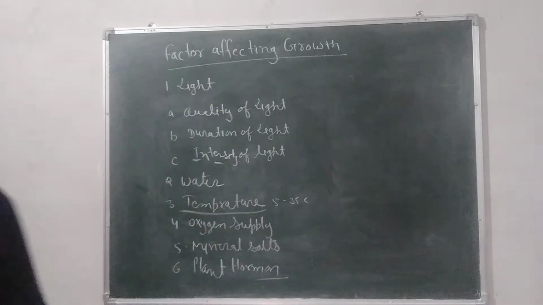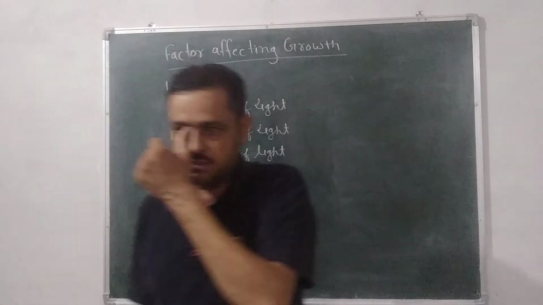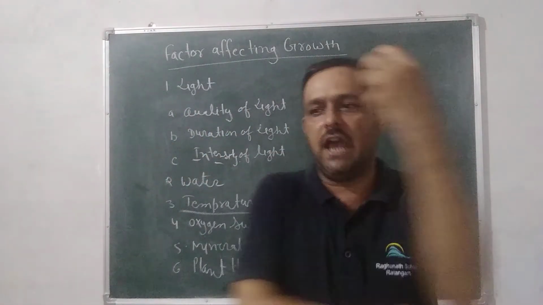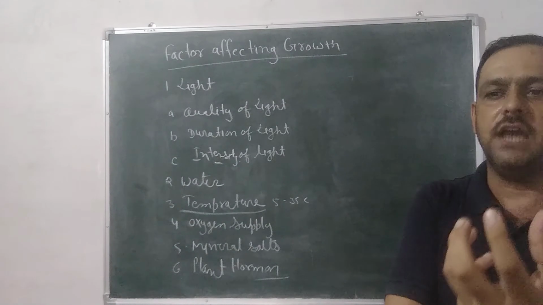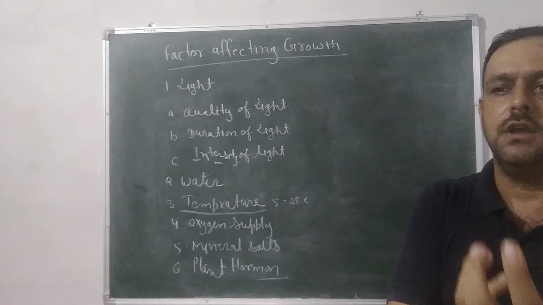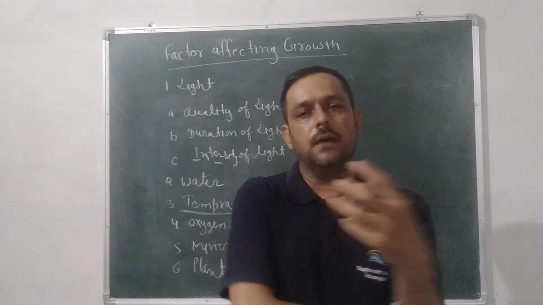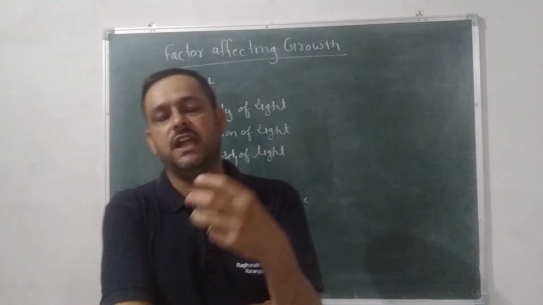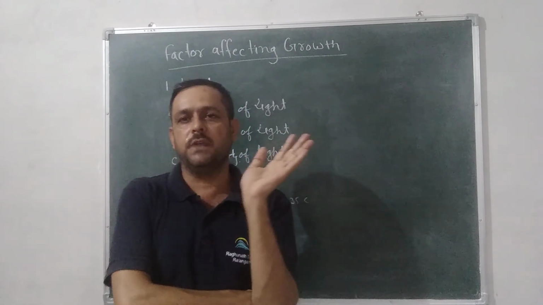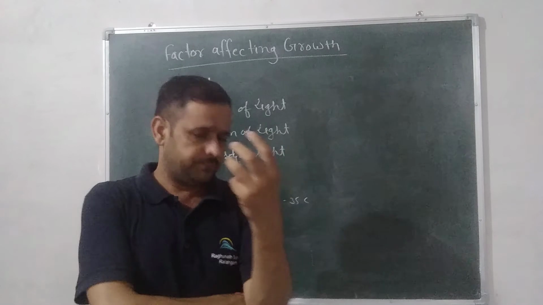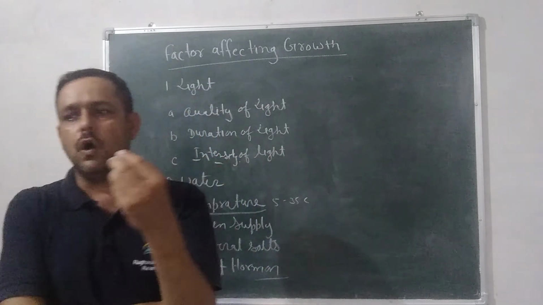Now next factor is oxygen supply. Oxygen helps to change stored chemical energy into dynamic energy, helping the plants in respiration for many biological functions including growth. As we know, in the presence of oxygen, plants get more energy, which we will study in the chapter respiration. So the food material is completely broken down in the presence of oxygen.